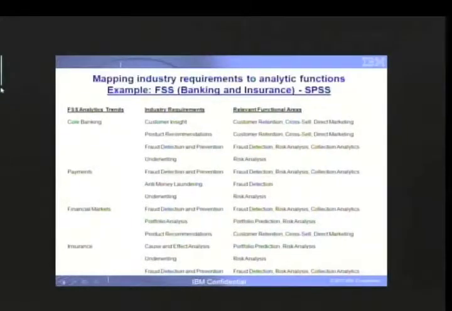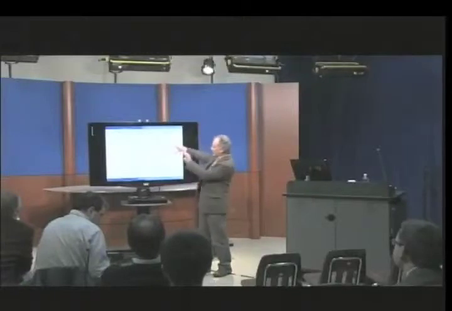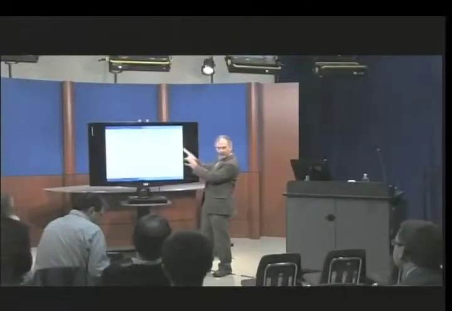That breaks down into some lower level functional areas. Fraud detection, risk analysis, and collection analytics all make up this solution right here. You'll also see further down, under financial markets or under insurance, collection analytics or risk analysis show up in many different places. So it's not a one-to-one relationship.